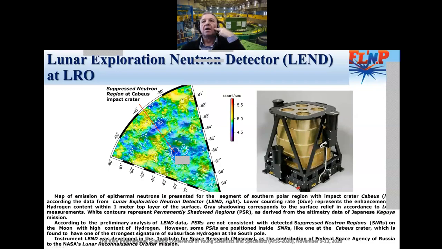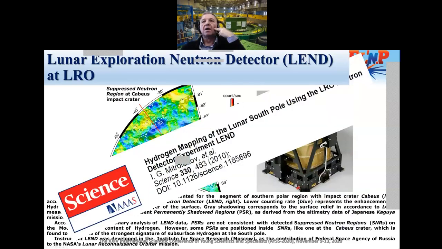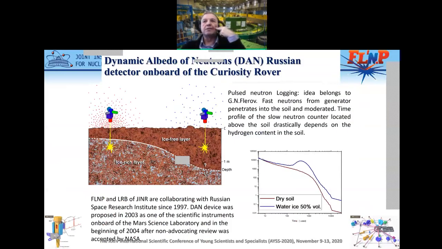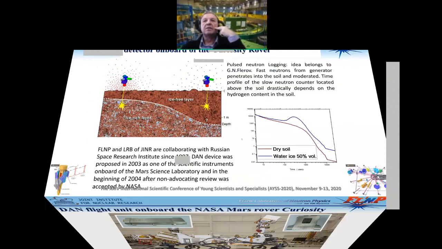In spite of the fact that Russia has not had successful missions since the last century, our instruments are operating on board American and European spacecraft. In cooperation with our colleagues from other countries, we are able to send Russian instruments to missions to other planets, including the instrument which is now working on board the Curiosity rover on the Martian surface in the Gale crater.